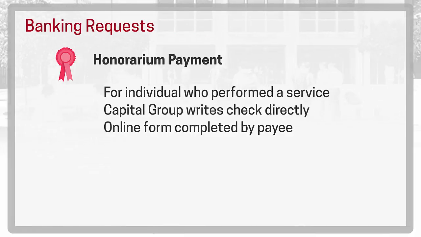An honorarium payment pays an individual who performed a service for your group. For example, hiring a DJ for a party. In this case, Capital Group would write a check directly to the DJ. To process this request, an online honorarium form must be completed by the payee. This form collects tax information for tax reporting purposes and will be sent to the payee by email when the request is submitted.